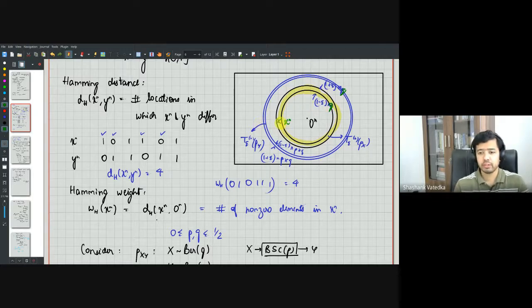So you expect that yn is going to lie within some ball, in some region around xn. Conditioned on one particular xn, yn is going to lie in some region which looks like this.